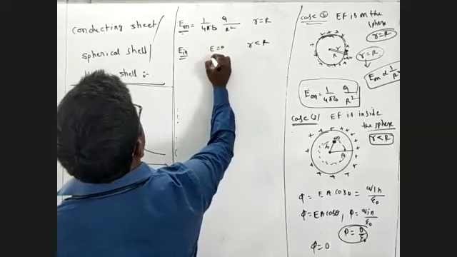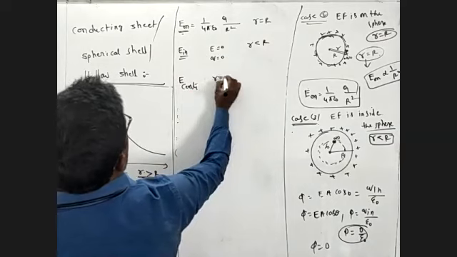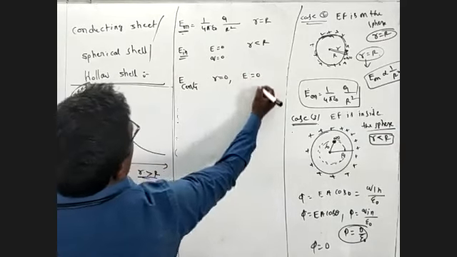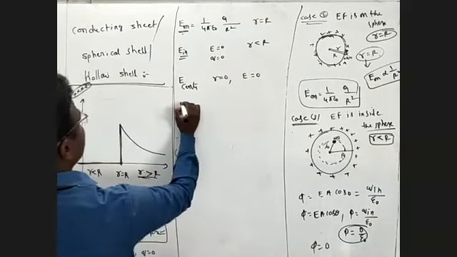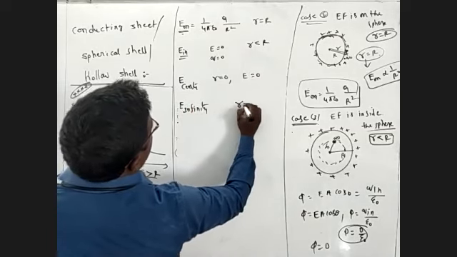E is equal to 0. Q is equal to 0. E center, R is equal to 0, E is equal to 0. E infinity means R is equal to infinity.